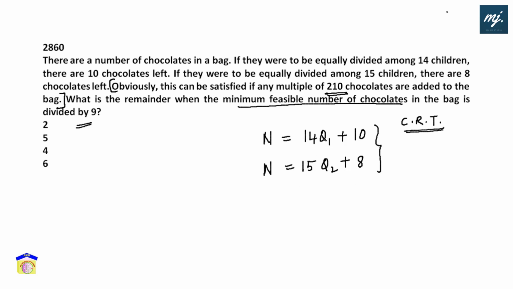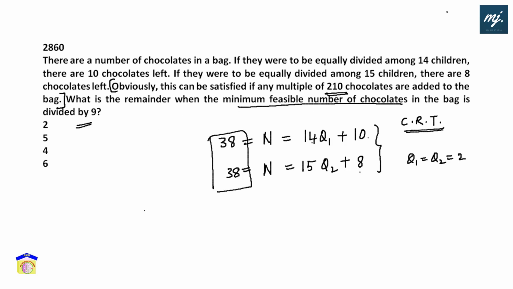Like if I take q2 equals 2, then it will be 28 plus 10, that is 38. And when 38 is divided by 15, bingo, it leaves remainder 8. That means the minimum feasible number of chocolates we are getting is when q1 equals q2 equals 2. 28 plus 10 is 38 and 15 into 2 is 30 plus 8 is 38 again. The minimum feasible number of chocolates in the bag is 38.